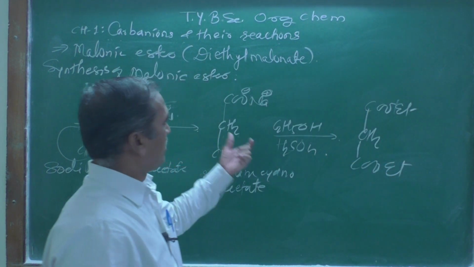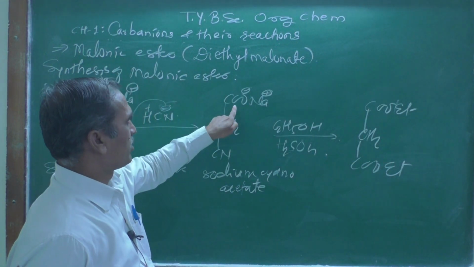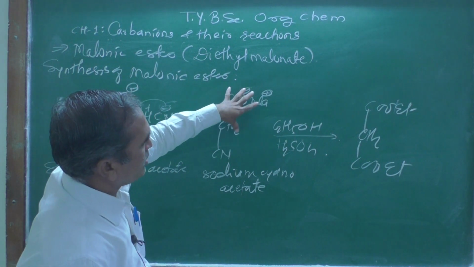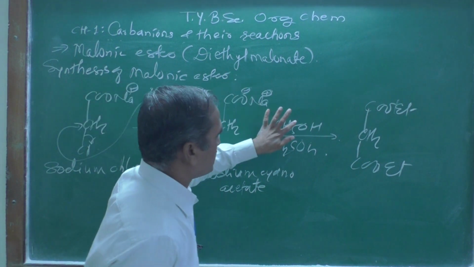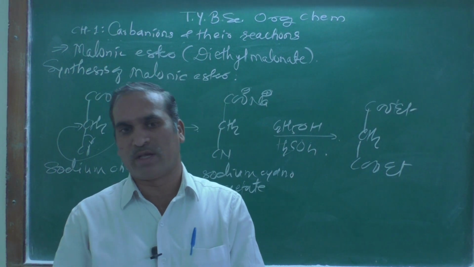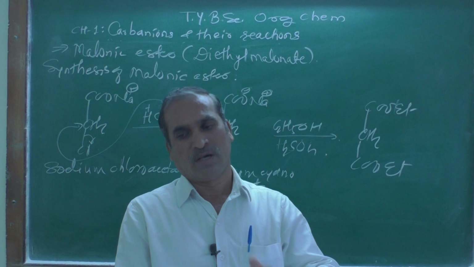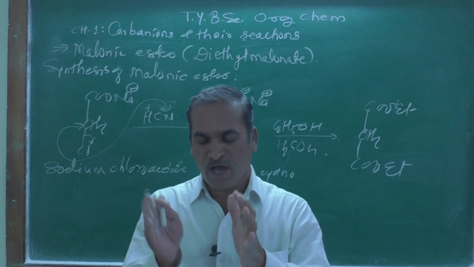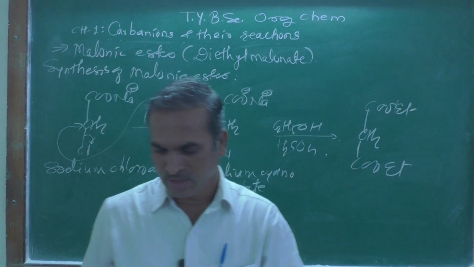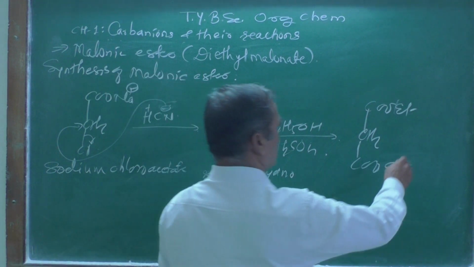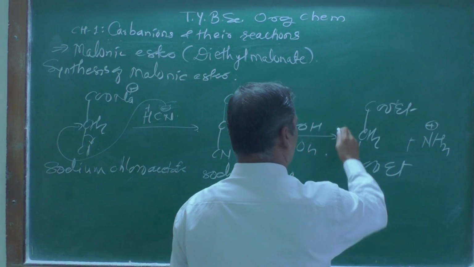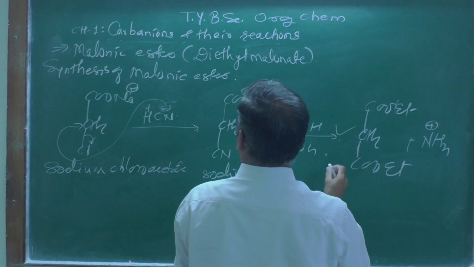What is going to happen? The H2SO4 can hydrolyze this cyano group into an acid, and that sodium salt is further converted into an acid. Ethanol esterification reaction takes place during this reaction, and finally we will get the structure. The side product obtained here is NH4 ammonium salt, and this is the structure of malonic ester.